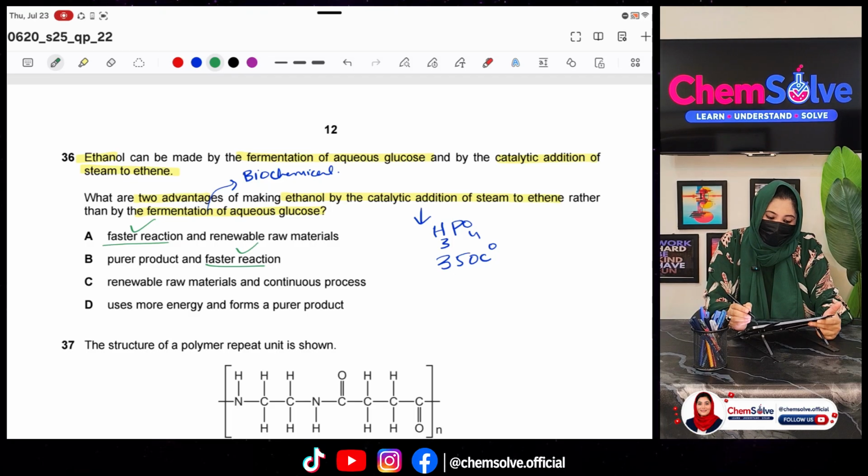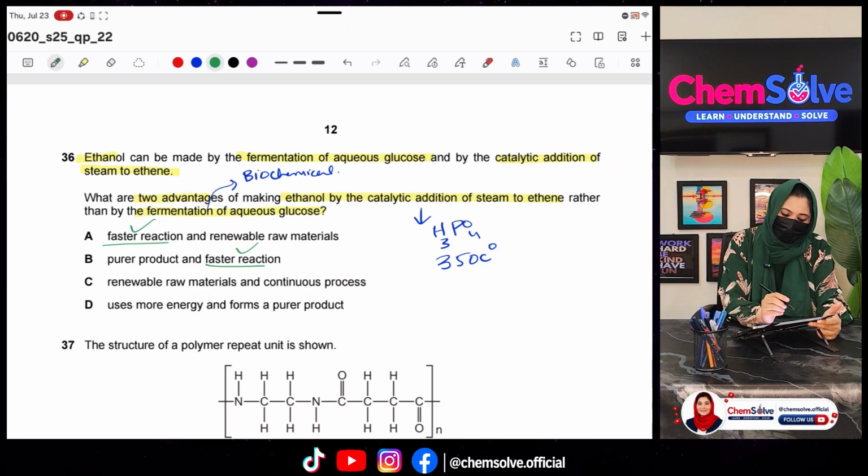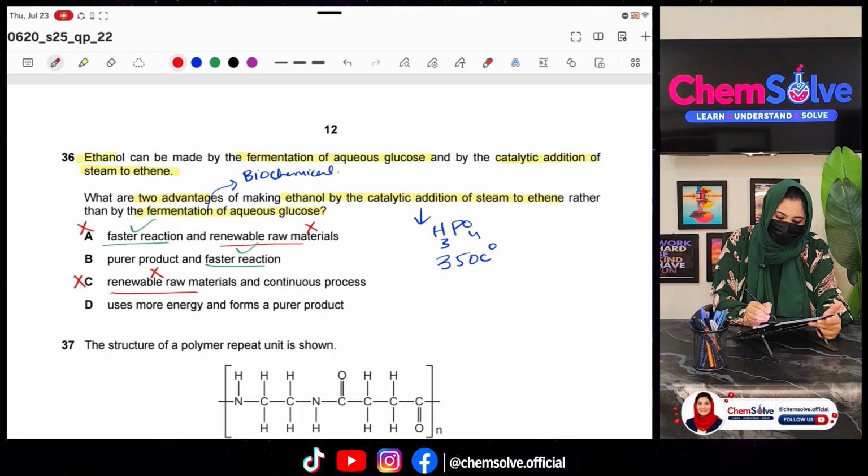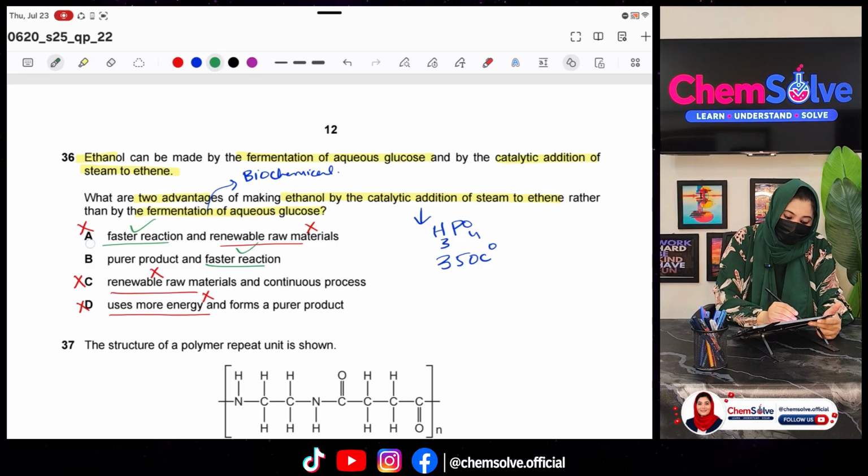Renewable raw material. Basically, we use water in the form of steam and ethene, and they are not renewable raw material. So A is supposed to be the incorrect option. C again uses the renewable, so it's not. Uses more energy and forms purer product. No, it uses a catalyst. Uses more energy is not an advantage at all. So it is also wrong. I believe the correct option must be option B.